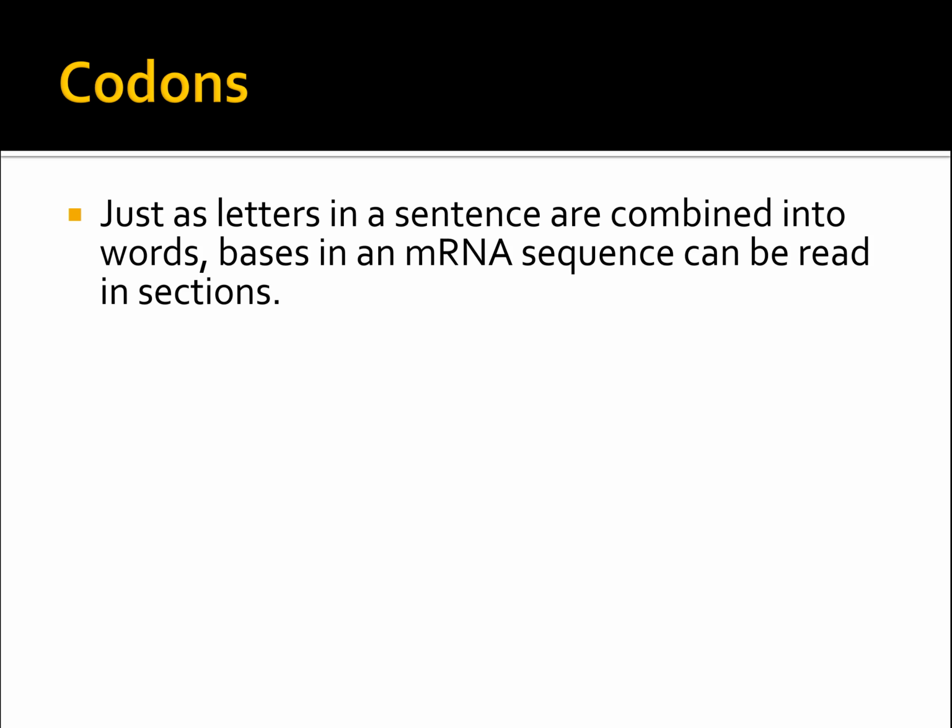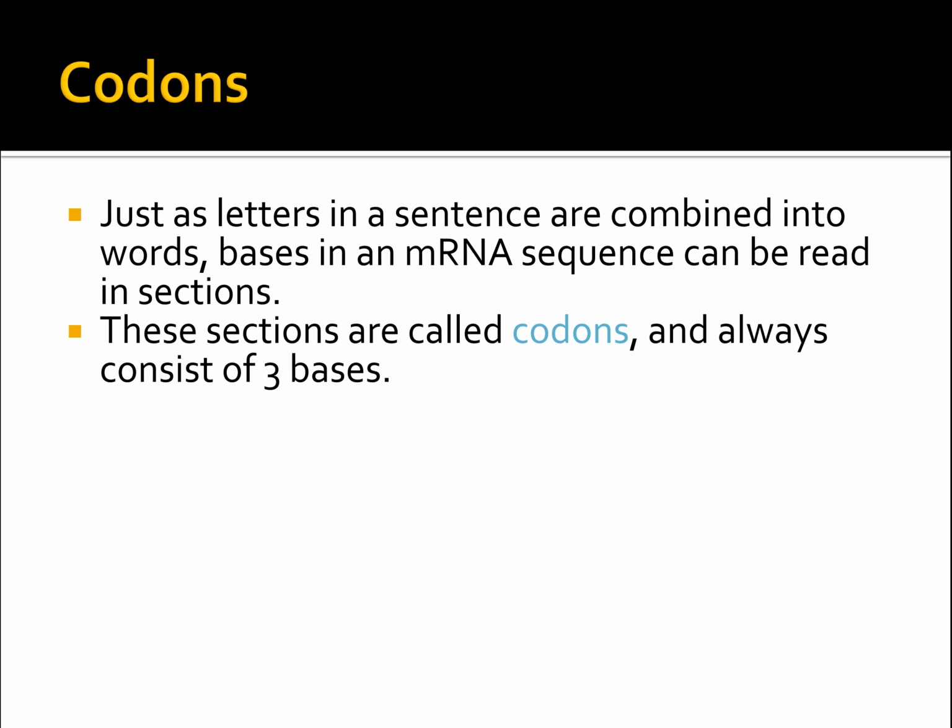Okay, so as we continue through our process of transcription, we're going to start talking about the sequence of mRNA that we have left. Just as letters in a sentence are combined into words, bases in an mRNA sequence can be read in sections. So if you have a sentence that's separated into words, that's how it's read. In an mRNA sequence, it's also separated into sections. Those sections are called codons, and they are always 3 bases. Unlike a sentence where you have words of different lengths, this time we're reading specifically 3 bases at a time.